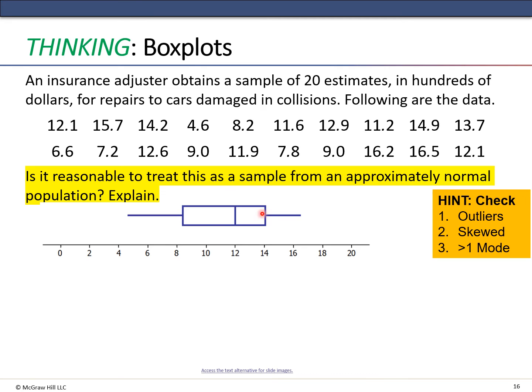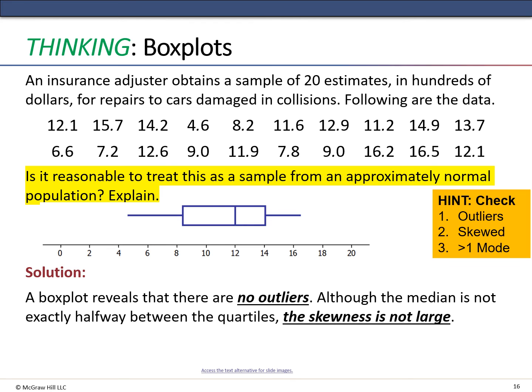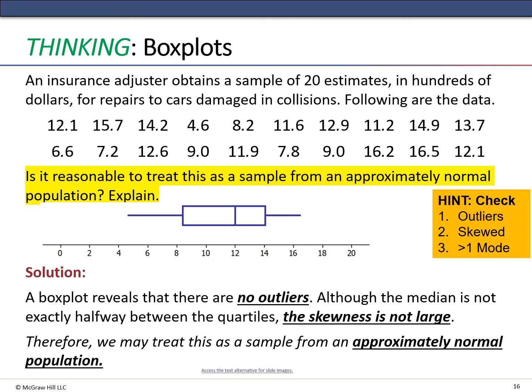And so while this area is a little bit larger to the left than to the right in the rectangle and the whiskers are larger, it's not extreme. So I wouldn't say it's skewed and there's no indication of more than one mode. Okay. So in this case, we could assume or treat the sample as approximately normal.